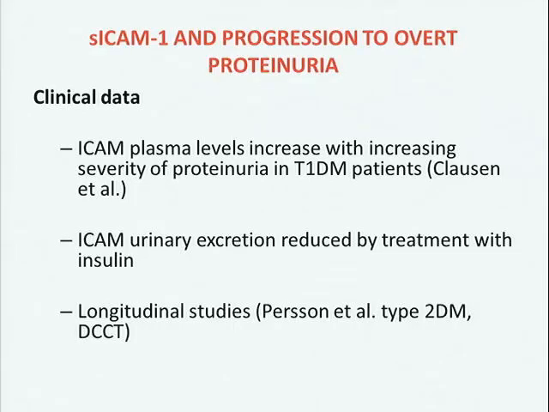The other evidence comes from the Diabetes Control and Complications Trial, which showed that in patients who had no proteinuria at baseline and developed it over time, the inflammatory score, which included ICAM, was elevated in those patients. And actually, in that study, there was also evidence that tumor necrosis factor receptors were also elevated in the blood. So there is a certain amount of data, experimental and clinical, to support our findings.